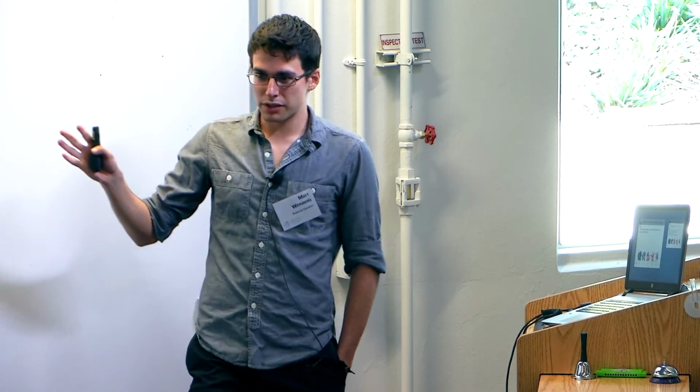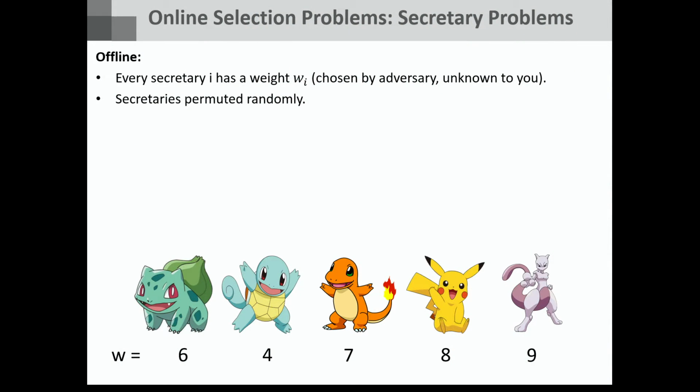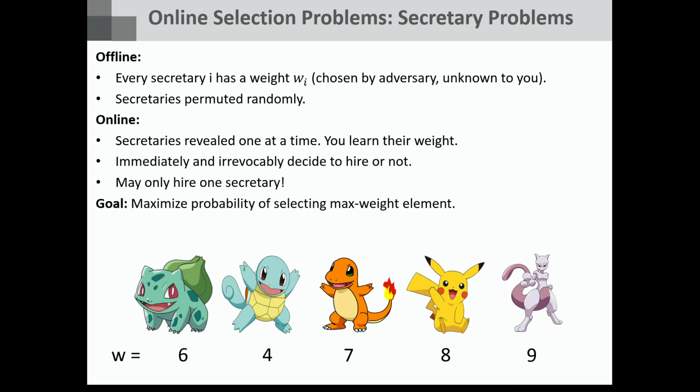Okay, so we already saw motivation from the first half. Let me just remind you of what the secretary problem is in the model here before I get started. Okay, so what's going to happen is offline, every secretary is going to be assigned a weight by an adversary. This is unknown to you. The secretaries are going to be permuted randomly. And then online, the secretaries are revealed to you one at a time. Once it's revealed, you learn their weight, and you have to immediately and irrevocably decide whether or not to hire. And your goal is to maximize the probability of selecting the max weight element.